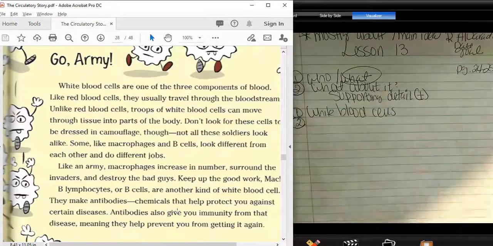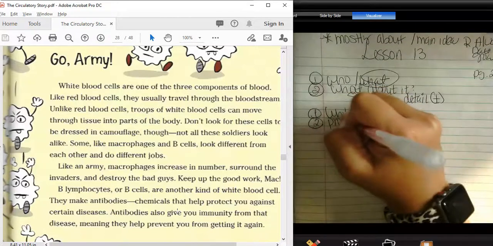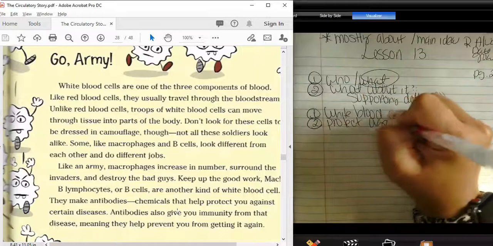So white blood cells, what about them? What do they do? What do they prevent? So they protect. What are they protecting you against?